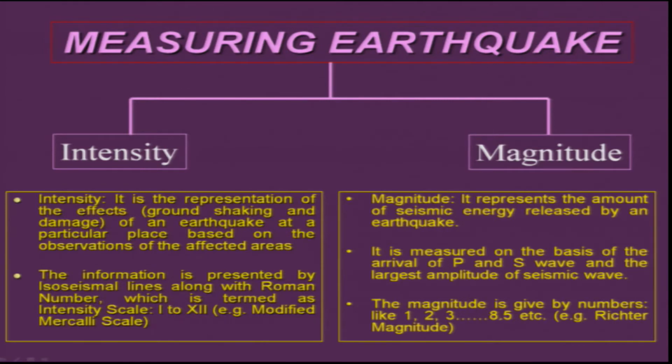So the main difference is that intensity is the representation of the effect, that is the ground shaking and damage, and magnitude is the representation of the amount of seismic energy released by an earthquake. The other difference between the intensity and the magnitude scale is that the intensity scale is represented in Roman numerals from 1 to 12, and the magnitude scale is from 1 to 10, but in numbers: 1, 2, 3, 4 like that.